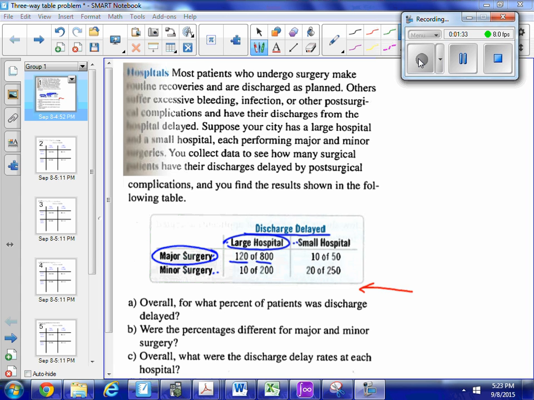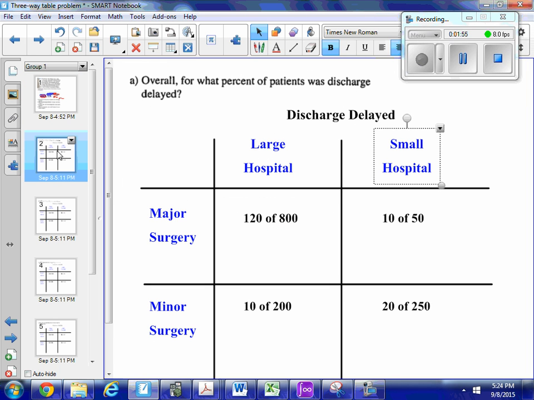A different example, same kind of thing. If I look at the small hospital, and I want to know about minor surgery, well, they had 250 patients, and 20 of them were delayed. So that's how you read a three-way table. I made it a little bit bigger so we can do some calculations here for each question.